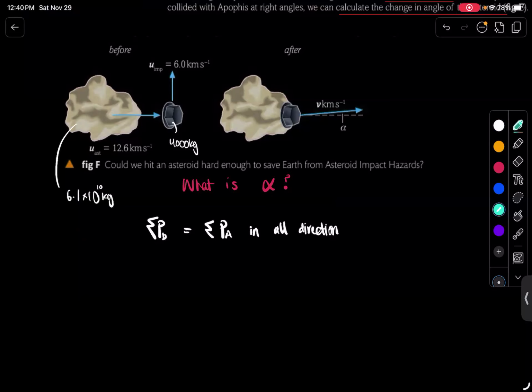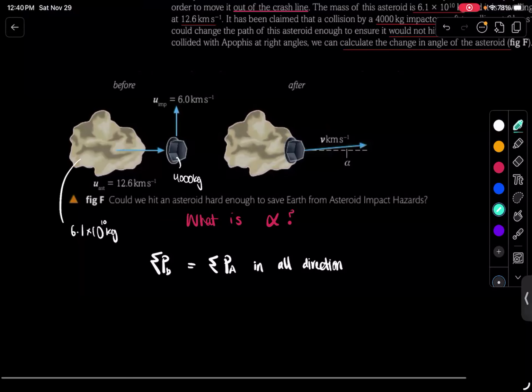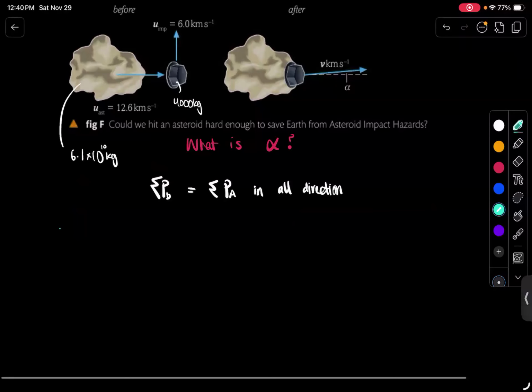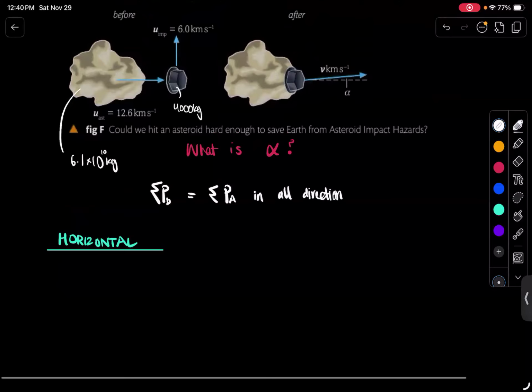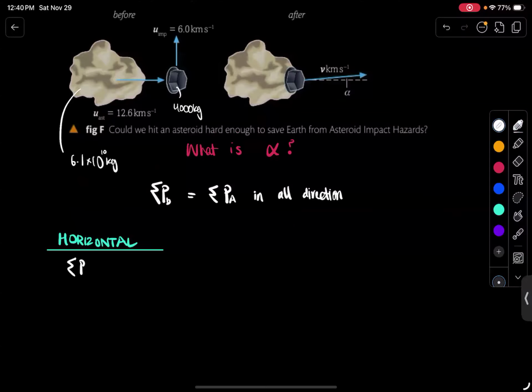Excellent. Now, let's write down horizontal momentum conservation separately and the vertical one separately. That's the first thing that you should always do whenever you've got 2D momentum. Now, what is the horizontal total momentum? Horizontal sum before and then sum after.